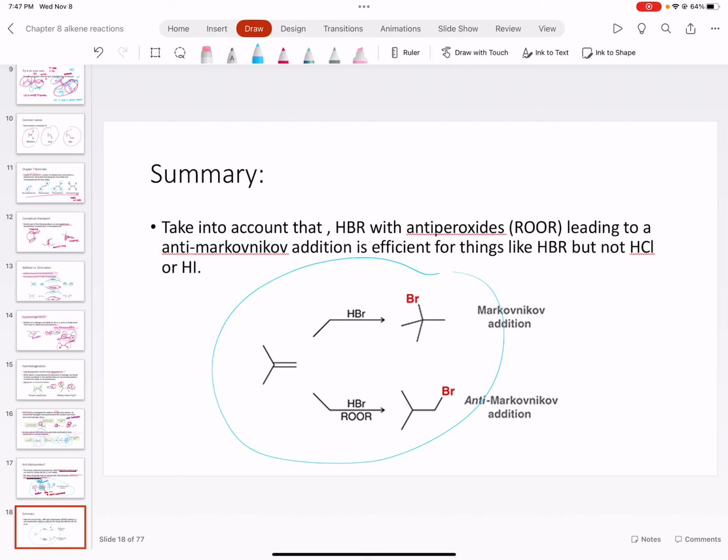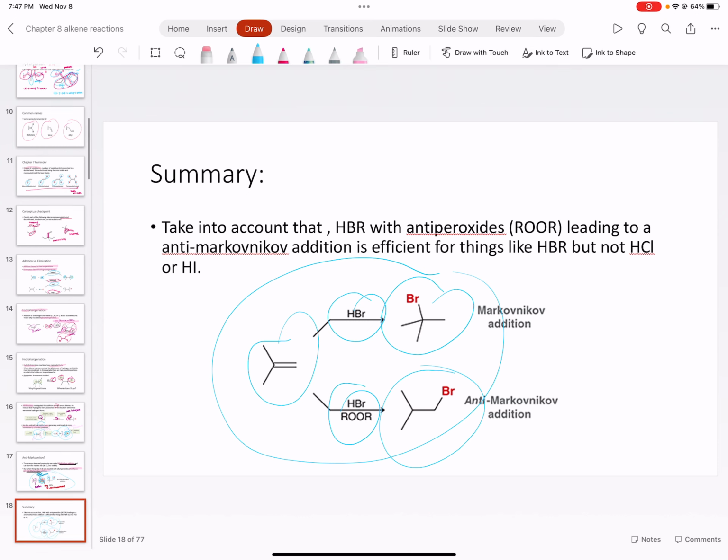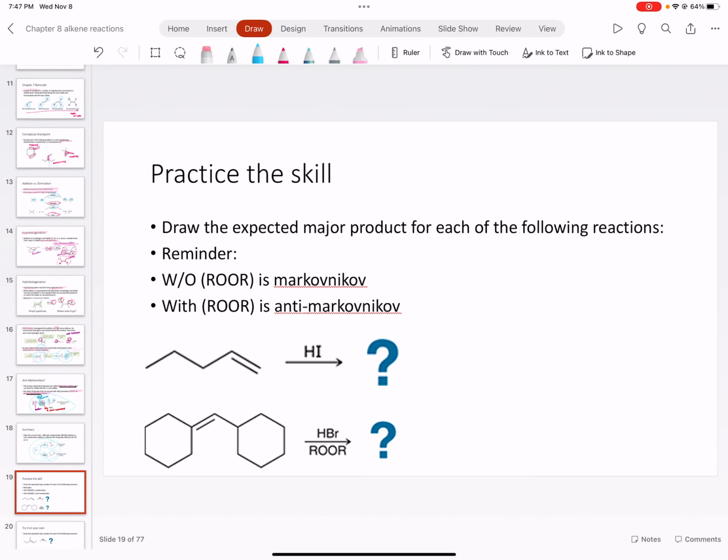Take into account that HBr with peroxides leads to an anti-Markovnikov addition, which is efficient for things like HBr but not HCl or HI. So then we have our alkene, we have HBr, we have Markovnikov. Whereas with HBr with peroxides, it leads to an anti-Markovnikov. Then draw the expected major product for each of the following reactions. You can see that the questions are not really that hard. It's mainly about memorizing and getting familiar with the reactions.